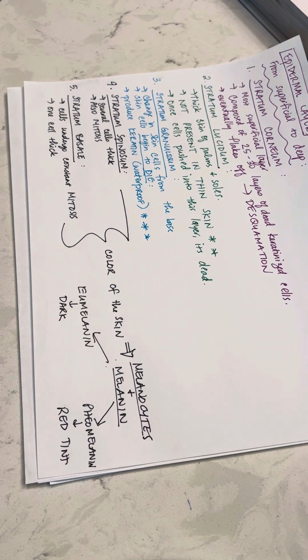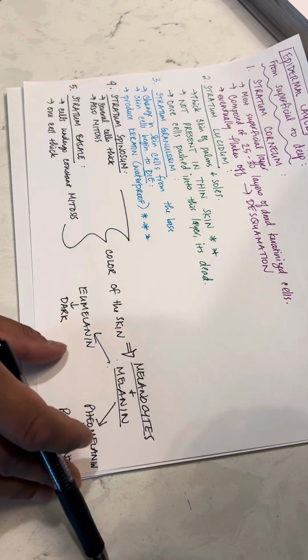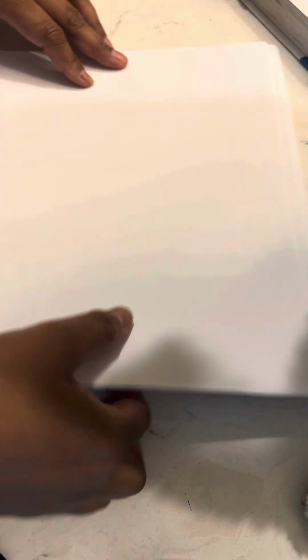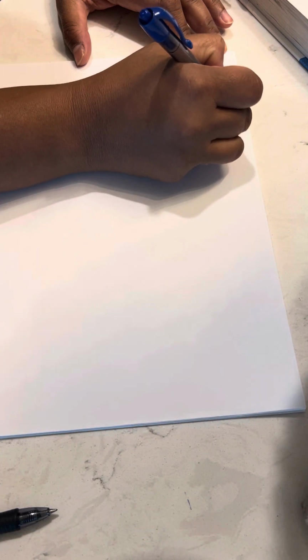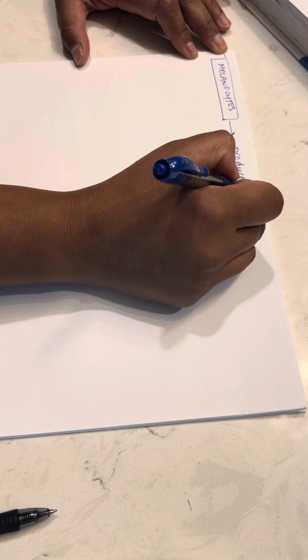So the lighter the skin color, the less melanin those people's melanocytes are making, okay? Okay, so we're going to talk a little bit about melanocytes. I'm going to go over what I just said a little bit. What do melanocytes do? They produce melanin.